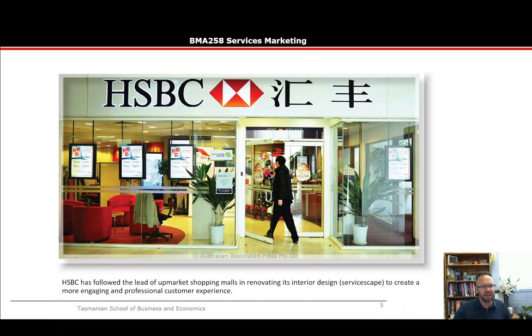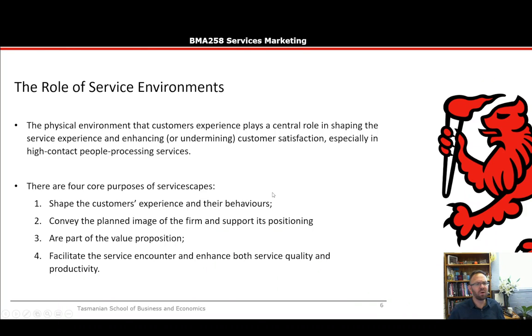HSBC has followed the lead of upmarket shopping malls and renovated its interior design, or what we'd call servicescape, to create a more engaging and professional customer experience. And they've spent a fair bit of time looking at how to make that work, and indeed nowadays a lot of firms spend a heap of time and money and effort trying to design these servicescapes to have a positive impact on customer behaviour. So let's look at the role of service environment.